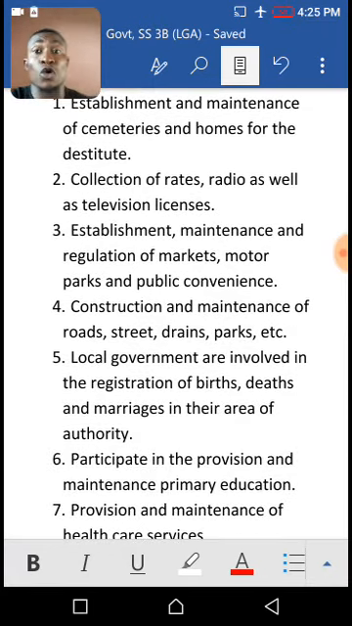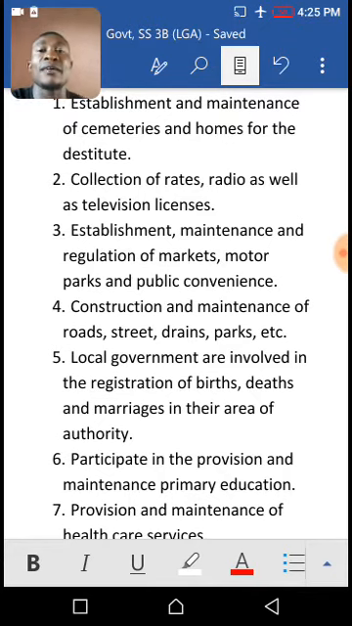Number 4 is construction and maintenance of roads, streets, drains, parks, and so on. They construct roads. This responsibility is not left for the state and federal governments alone. The local governments also perform this function, creation and construction of roads. Sometimes they embark on trying to cover up the potholes on major rural roads, the streets, and so on. They maintain them.